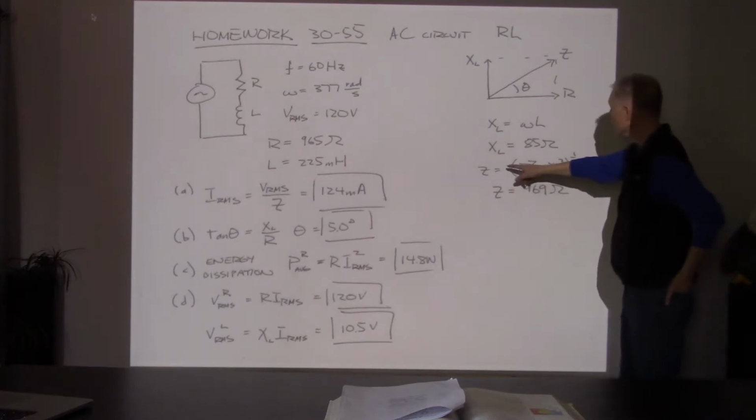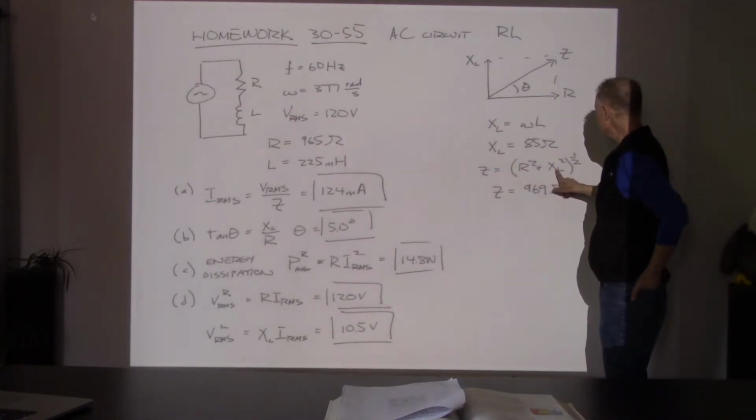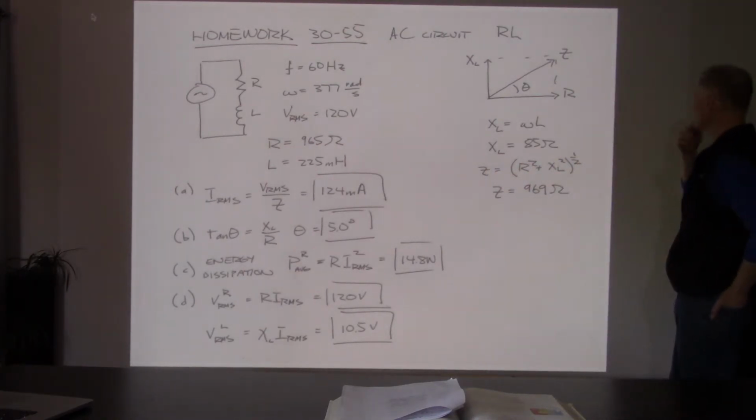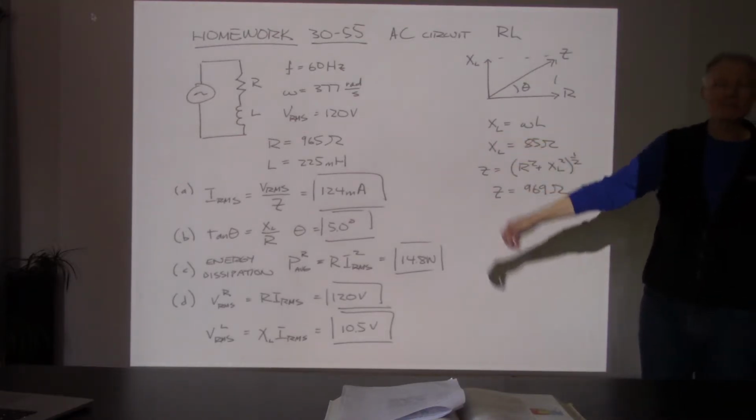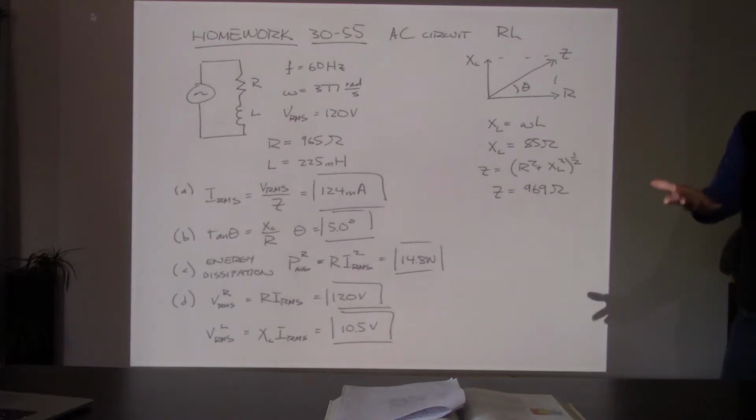When I calculate the Z value using Pythagorean's theorem from the diagram, I get 969 ohms, which is not so different from 965. Right? But it is different, okay? And in a problem like this, that's an important difference in terms of getting the problem correct, matching the back of the book.